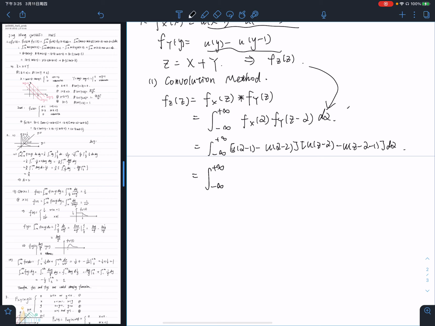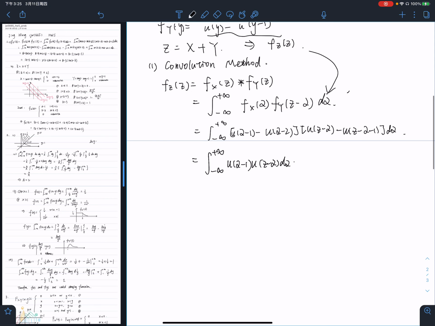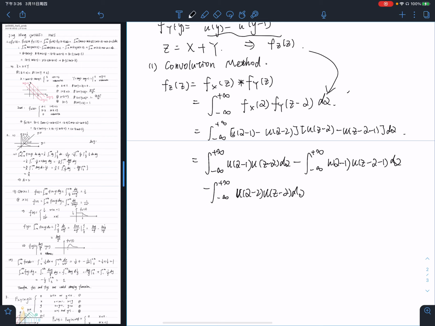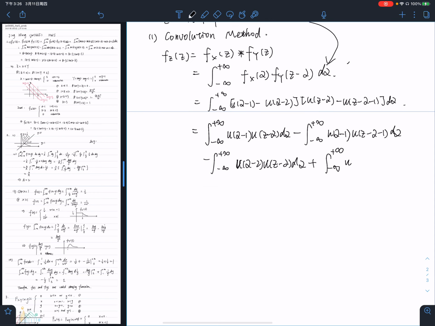Then we decompose the formula. It will be the integral from negative infinity to positive infinity of u(alpha minus 1) u(z minus alpha) d alpha, minus the integral of u(alpha minus 1) u(z minus alpha minus 1) d alpha, minus the integral of u(alpha minus 2) u(z minus alpha) d alpha, plus the integral of u(alpha minus 2) u(z minus alpha minus 1) d alpha. Then we solve each part one by one.